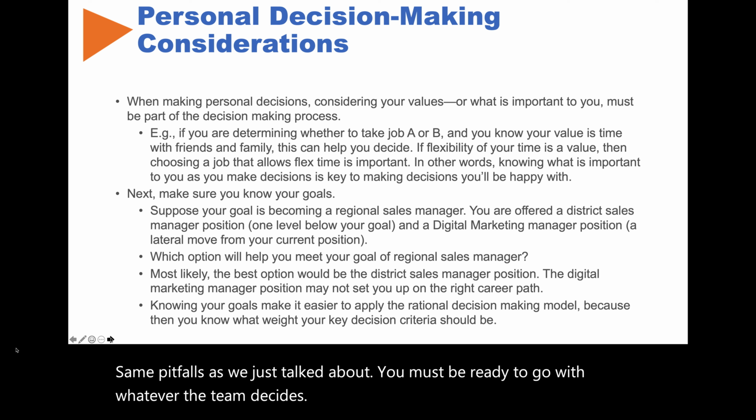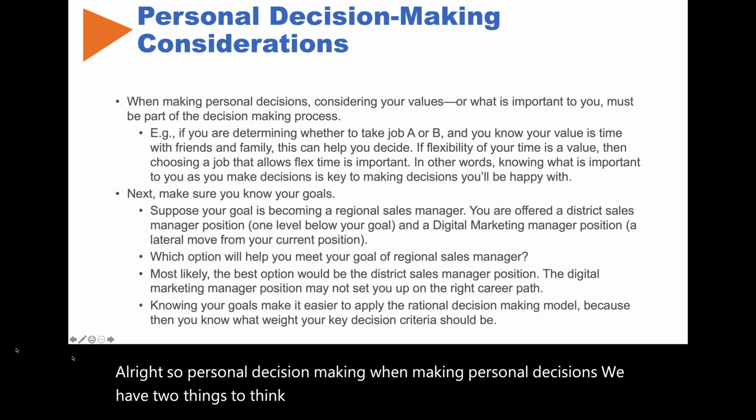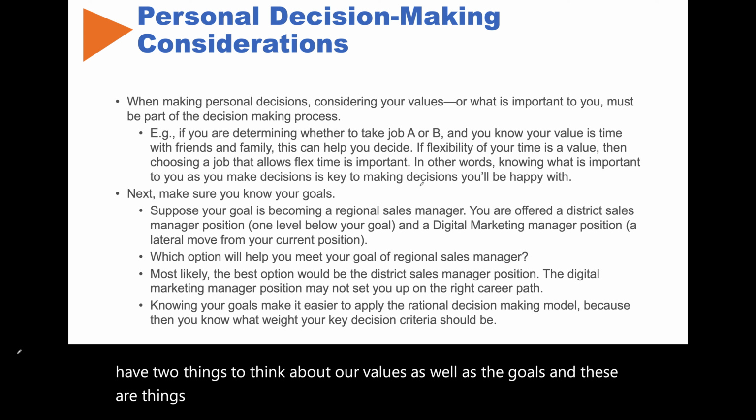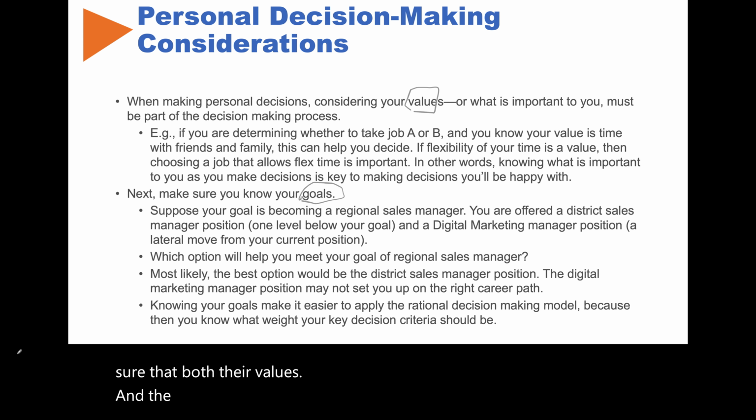All right, so personal decision making. When making personal decisions, we have two things to think about: our values as well as our goals. And these are things we've talked about plenty in this course. And we want to make sure that both the values and the goals that we have are clear for us. So we want to revisit that every so often.